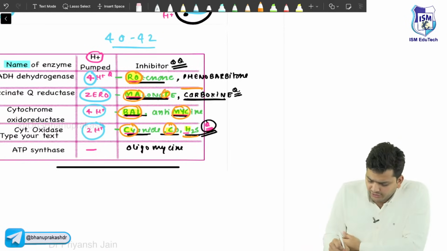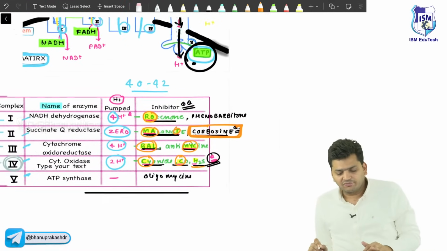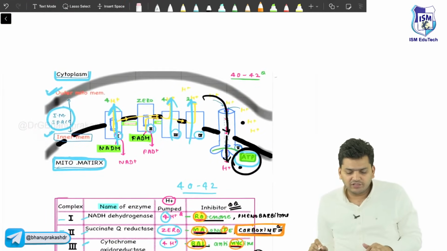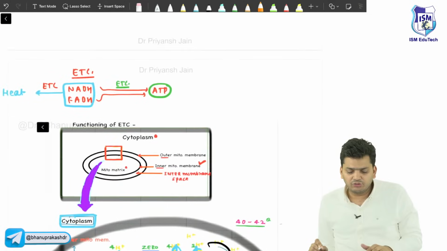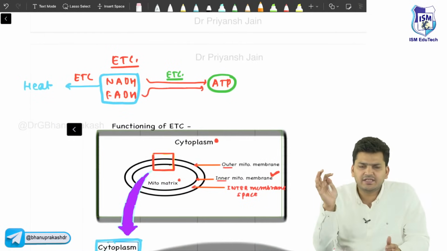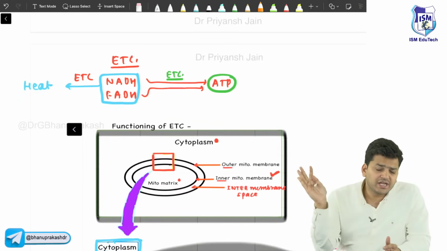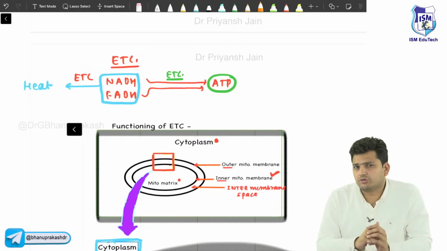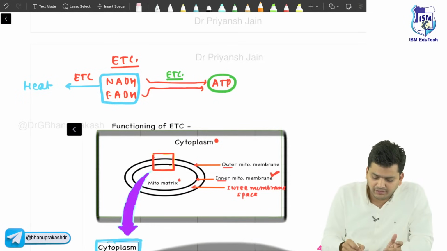One more we need to add is carboxin, which is a complex 2 inhibitor. It's an important MCQ. Now, when I started this electron transport chain, I was telling you that we are doing two things. We are converting the NADH and FADH into ATP. We can convert them into heat also. This process is called uncoupling.